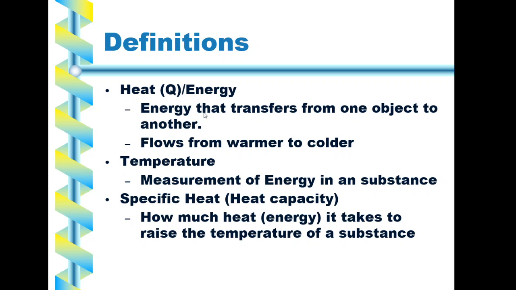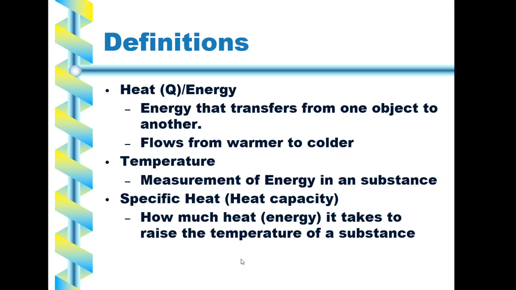A couple of definitions I wanted to get out of the way. Heat, or Q, is energy that transfers from one object to another, and it flows from warmer to colder, which you saw when you had the ice in your hand. Temperature is the measurement of energy in a substance, so it helps us measure how much energy is there. Then I'm going to introduce a new concept called specific heat, or sometimes heat capacity. That's how much heat or energy it takes to raise the temperature of a substance.